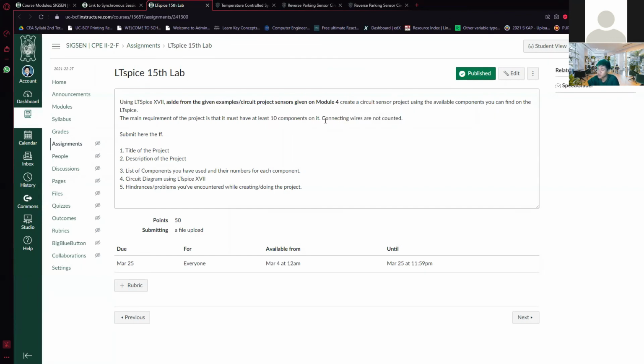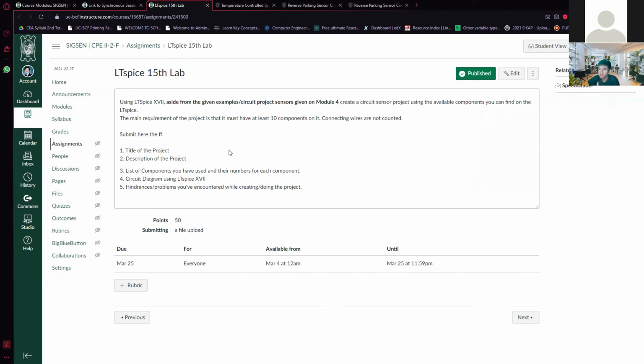Okay. So one resistance, or let's say 5 resistors, 3 capacitors, one power supply, and so on and so forth. That depends on your project. Okay, so do not count wires as a component. It is not counted.